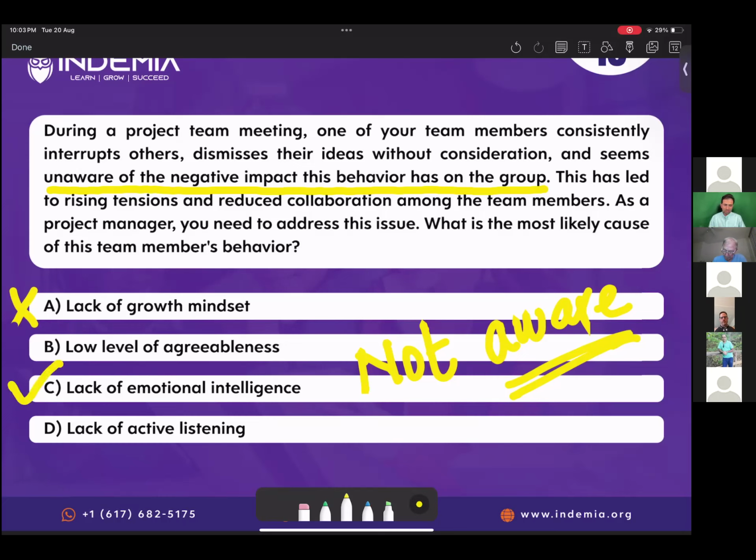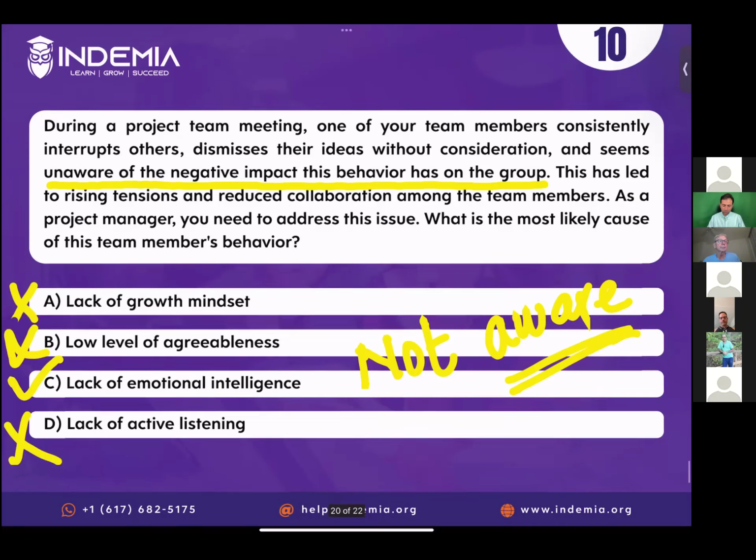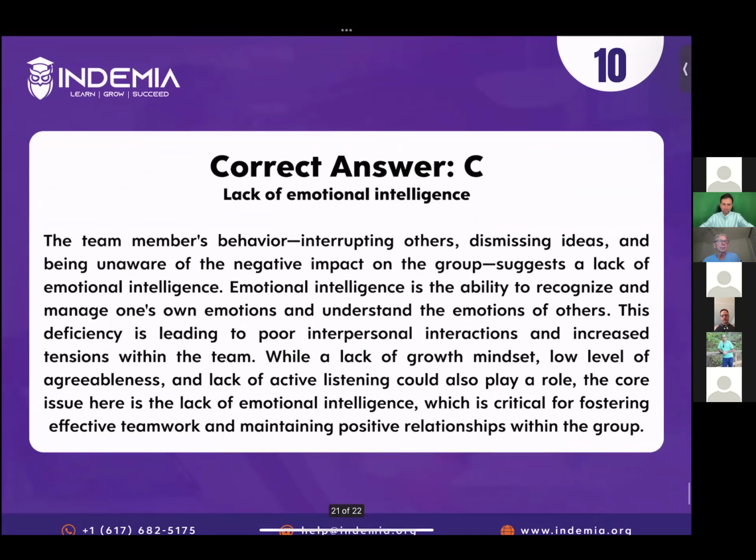Why are other options incorrect? Growth mindset means a mindset that is fixed, which does not learn, right? Which does not develop, right? So there is no indication that we are not learning or there is no development. Low level of agreeableness, yes, there is an element of it, but it doesn't address the overall picture, like you are unaware, right? So B can't be the right one, and lack of active listening, I have already explained. The correct answer is lack of social awareness or emotional intelligence. Let's read the explanation.